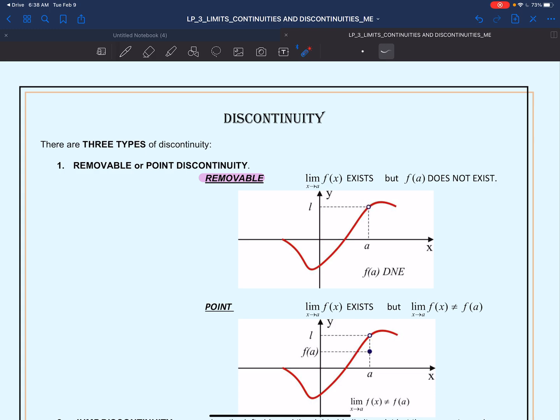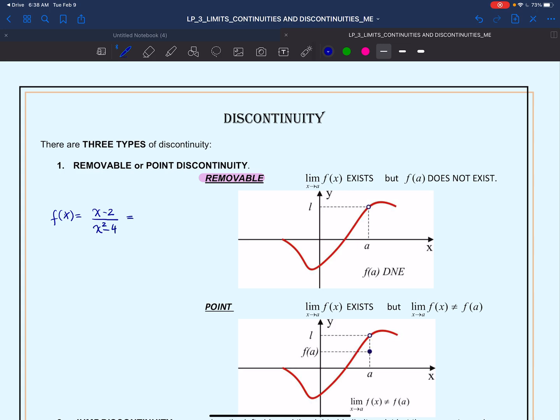Now, why do we call this discontinuity removable? The reason why we call it removable is because these discontinuities are caused by the removal of a restriction in a function, or in other words, the removal of an asymptote. So as an example, I'm going to bring in here the equation of a function f of x equals x minus 2 over x squared minus 4.